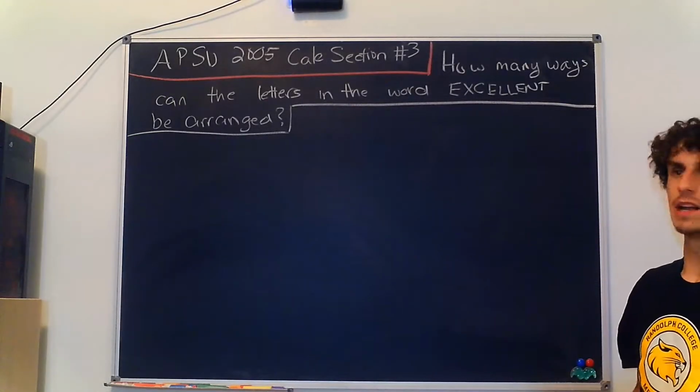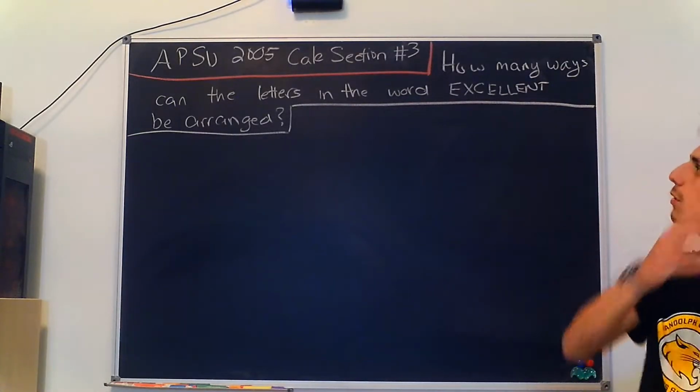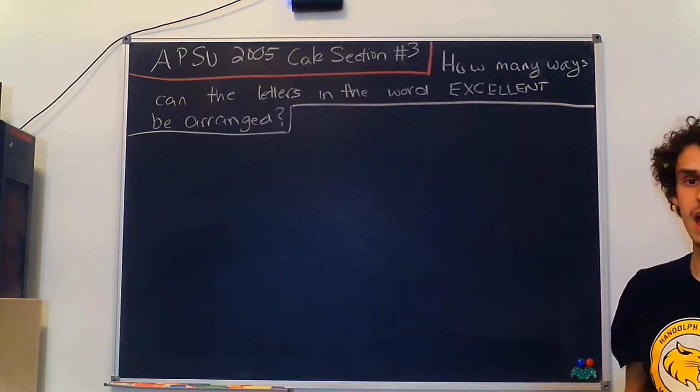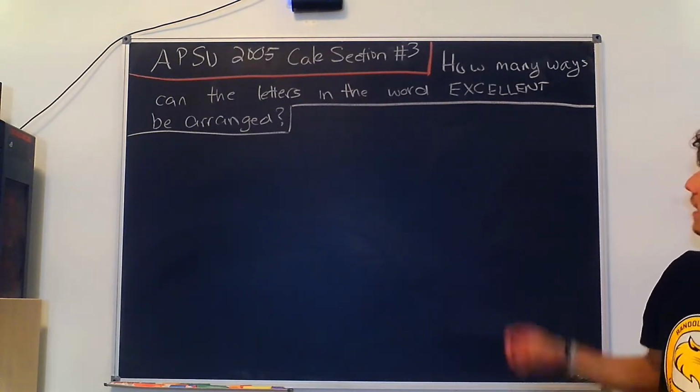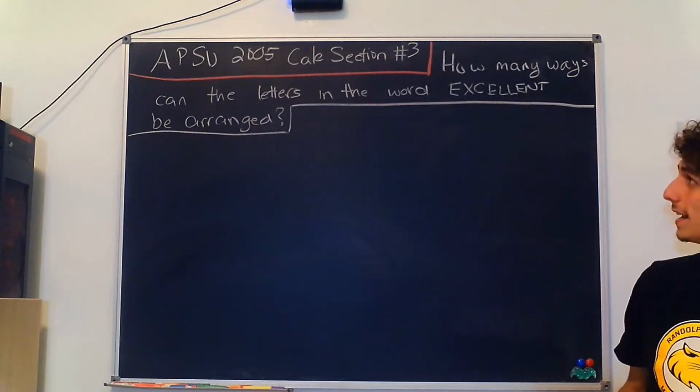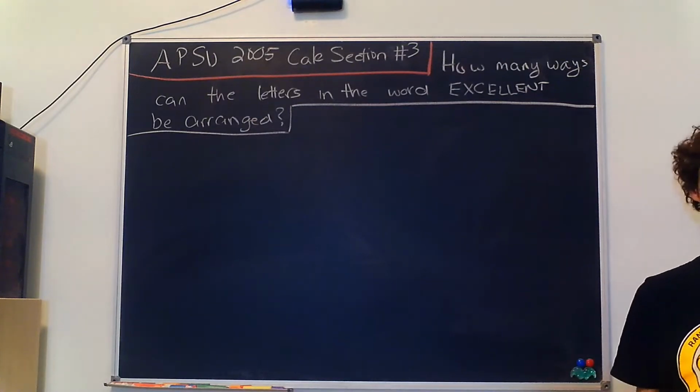Here we have a problem from the Austin Peay State University 2005 math contest. This is from the calculus section, and this is number 3 on that contest. It asks us to find how many ways the letters of the word excellent can be arranged.